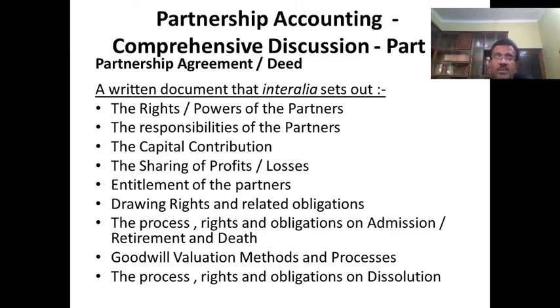So how will the situation be handled in that case? What will be the rights and obligations of the old partners in case of admission? What will be the rights and responsibilities of the existing partners in case of retirement or a death? Then another most important thing that we will know about partnership accounting is the goodwill valuation. What are the methods and processes, and also the process, rights and obligations on dissolution.